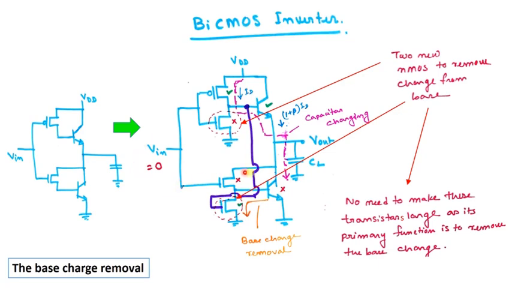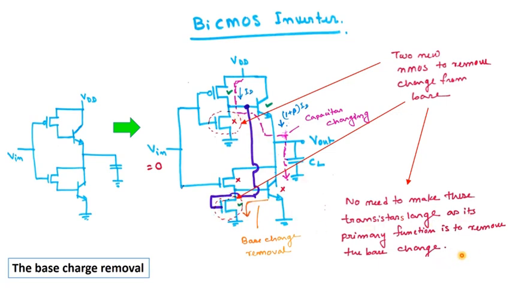But before going to that, I just want to mention one point here. What is the primary function of this NMOS? The primary function of this NMOS is just to remove the stored base charge from this BJT, right? As the function is only to remove the stored base charge, it is not important to make this transistor very large. So we can use a very small dimension transistor as well for these two transistors, as has been mentioned here.